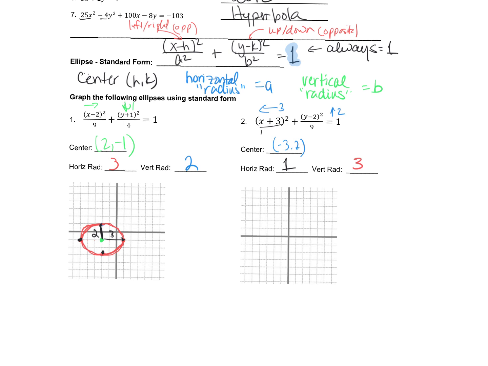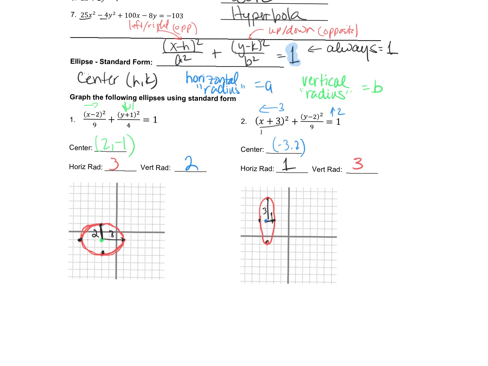So I'm going to plot my center. 1, 2, 3, 1, 2. And then my horizontal is just going to go over 1. But my vertical is up and down 3. 1, 2, 3. 1, 2, 3. This looks kind of like a squished shape here. Again, this way is 3, but this way is a 1. So it's kind of squished in there, okay?